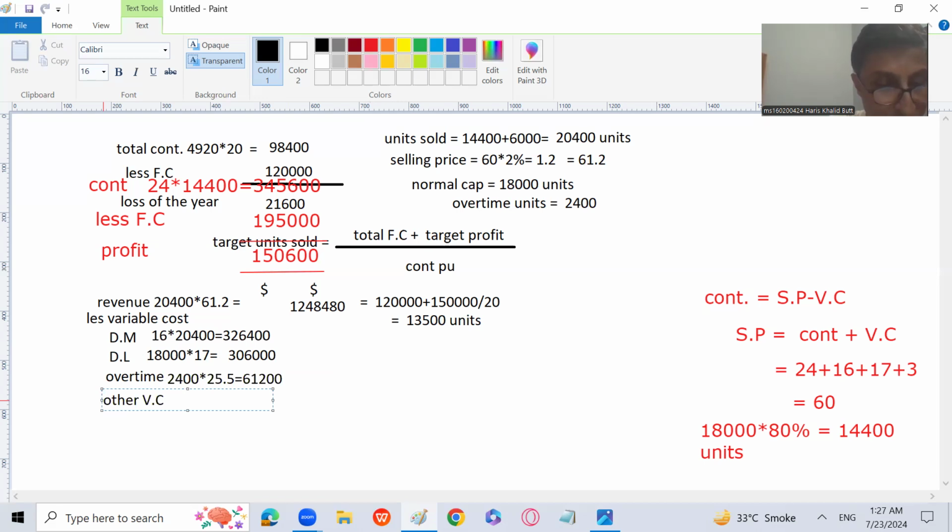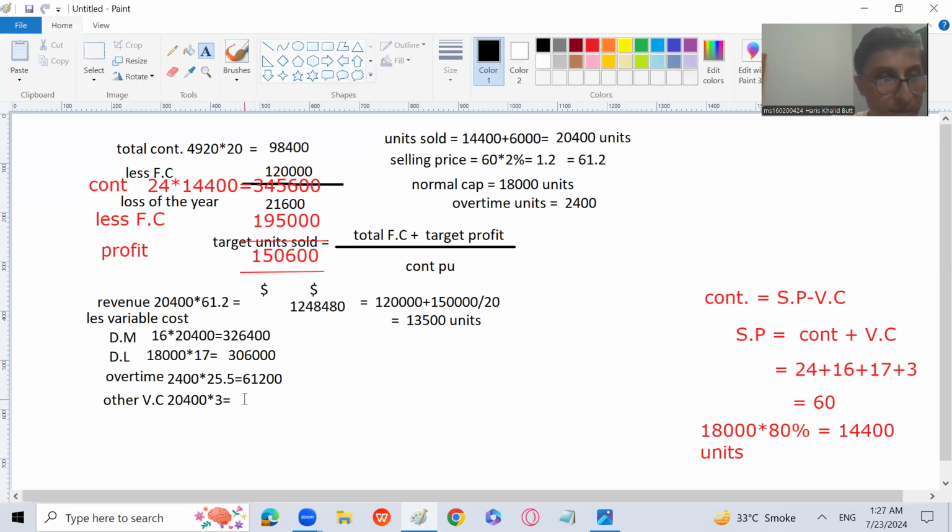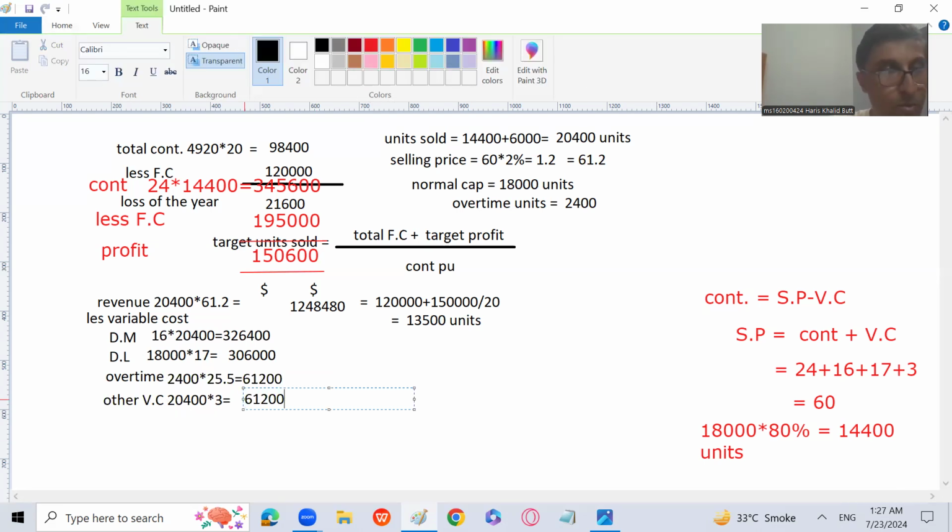And that is going to be 20,400 multiplied by 3. So let me calculate it. That is going to be 61,200. So both are the same. It doesn't matter if they are coming same. 61,200, right? So less revenue minus less variable cost, that is direct material, is 20,400 into 16.